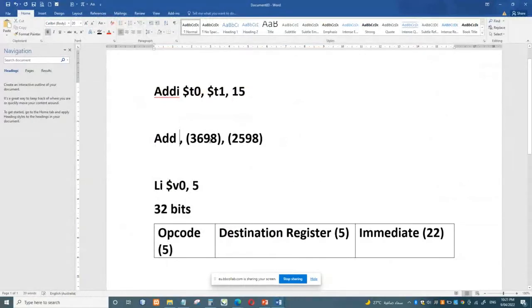For example, P0, P0, P0, then T1, T1, and the direct address is this. That means one of the operands is in a memory location. Even if one of the operands is a memory location, the value of this memory location will be added with T1, and finally the result will be stored in T0.